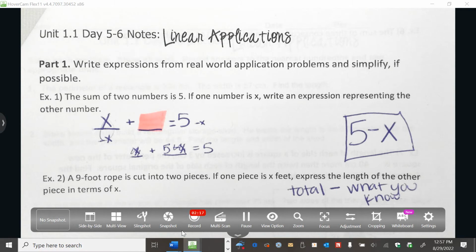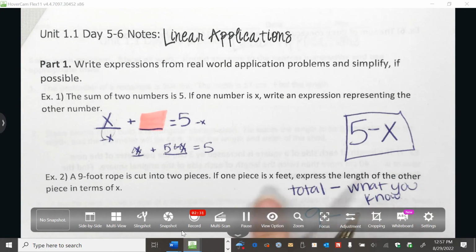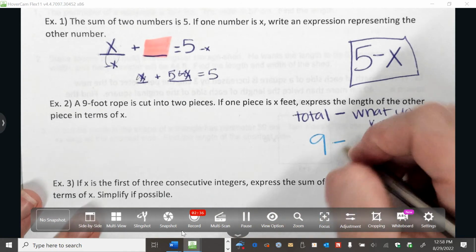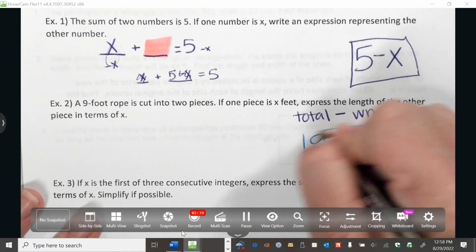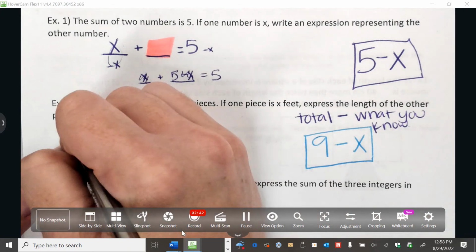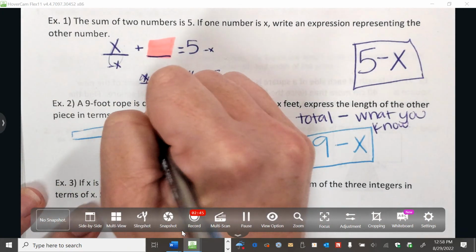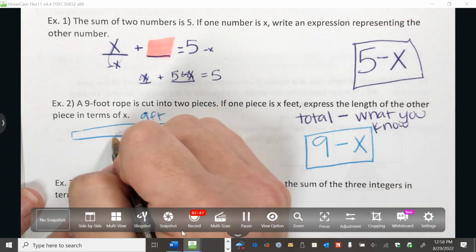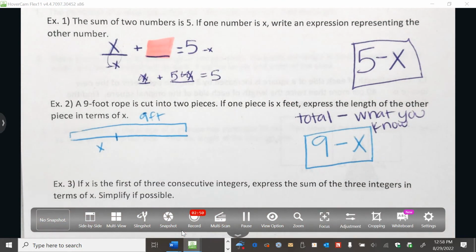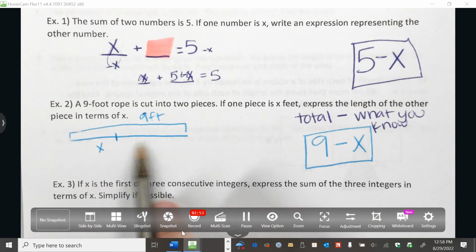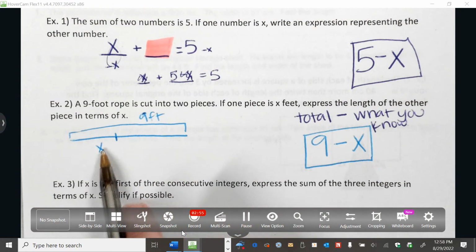So looking at this next one, it says a 9-foot rope is cut into 2 pieces. If one piece is x feet, express the length of the other piece in terms of x. So same concept. Well, what's our total? 9 minus what do we know? One piece is x. There's your answer. Now if I were to draw a picture, we know that this whole rope is 9 feet, right? And if we were to cut it anywhere, here's x. So to find the remainder, we would do the total minus what we know.